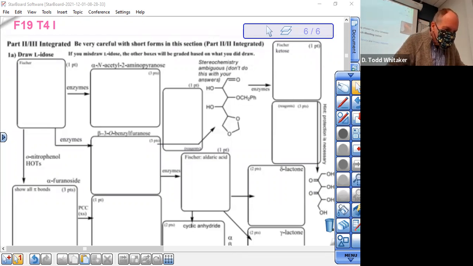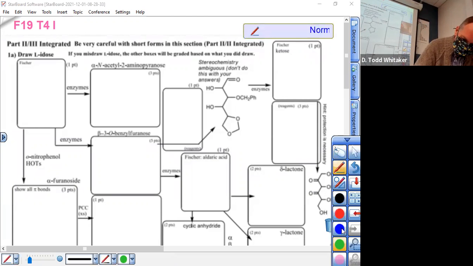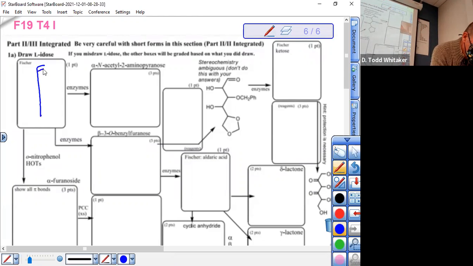Where is my useful information? Right there. Okay, idose. Down here. Just remember, the D version goes left, right, left, right. So the L version, mirror image, will go right, left, for the hydroxyl. Right, left, left. Remember that. Right, left, left. I don't need to see the H's, as long as it's a nice Fischer form. Right, left, CH2OH. 1 point.